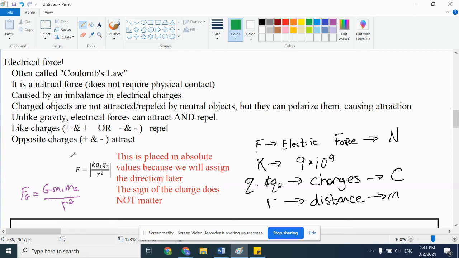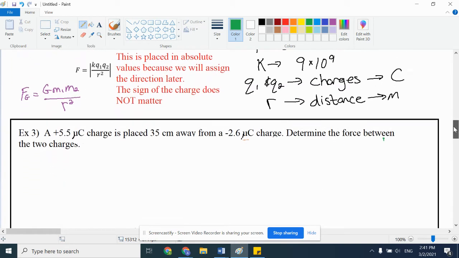F is the electrical force measured in newtons per usual. k is 9 times 10 to the ninth. If you recall, G was 6.67 times 10 to the negative 11th. That means k is significantly larger compared to G. The electrical force is significantly stronger than the gravitational force. q1 and q2 are the charges measured in coulombs, and r is the separation measured in meters.